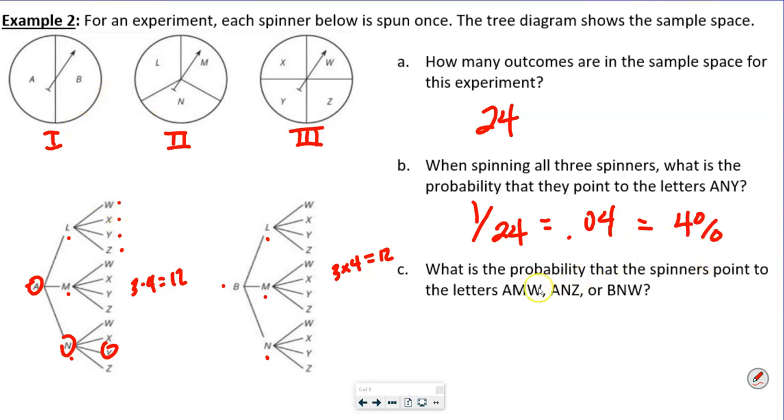All right, the next one says, what is the probability that a spinner points to the letters AMW, ANZ, or BNW? Okay, so this time we're going to do these in separate colors so you guys can see it.